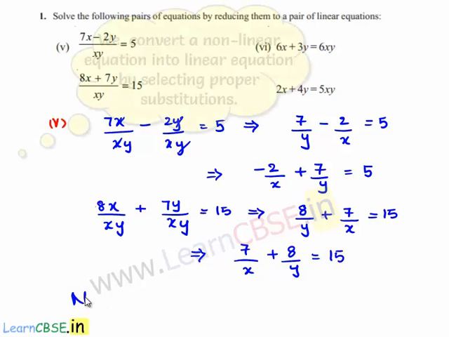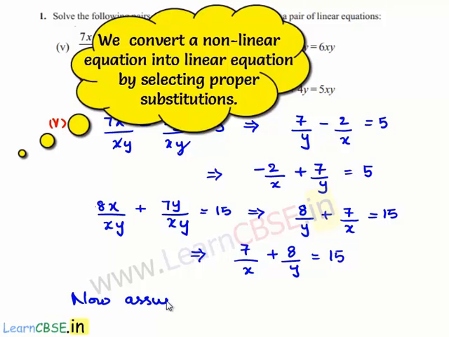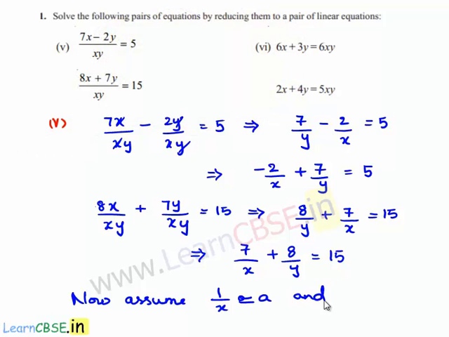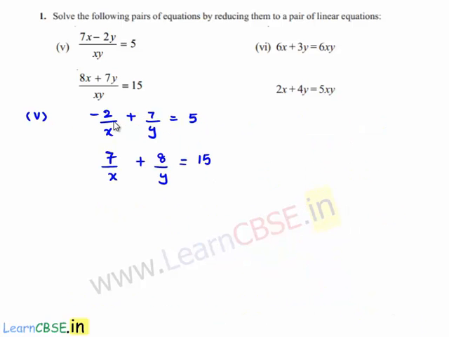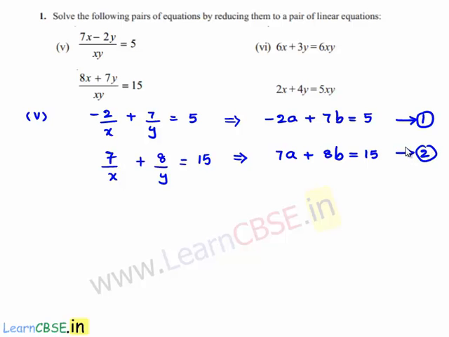So now assume 1 by x is equal to a and 1 by y is equal to b. So in place of 1 by x, let us write a, and in place of 1 by y, let us write b. So if we write a in the place of 1 by x and b in the place of 1 by y, we get minus 2a plus 7b is equal to 5, and second equation becomes 7a plus 8b is equal to 15. So name this as first equation and this as second equation.